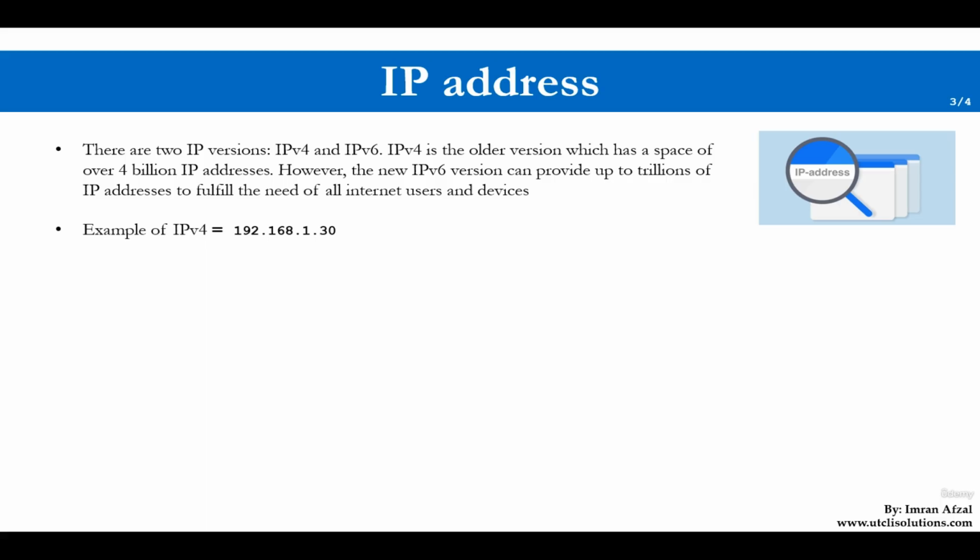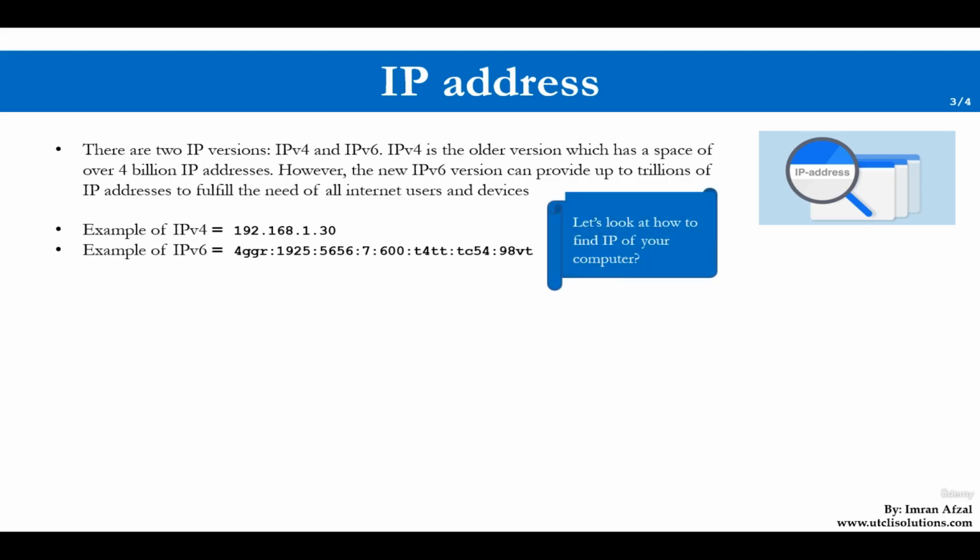So let's look at an example of IPv4. It has these 8 bits in each octet, so 192.168.1.30. When we are talking about IPv6, look at this number. It's huge, and you could imagine how many computers it could serve. A lot of companies and people are still using IPv4, but eventually, maybe in a year, 2 years, or sooner or later, everyone will change to IPv6.